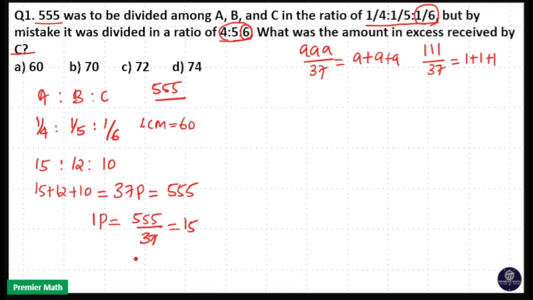So, if 1 part is equal to 15, what will be 10 parts? That is, C will receive 10 parts. So, 10 parts is equal to 15 into 10, 150.